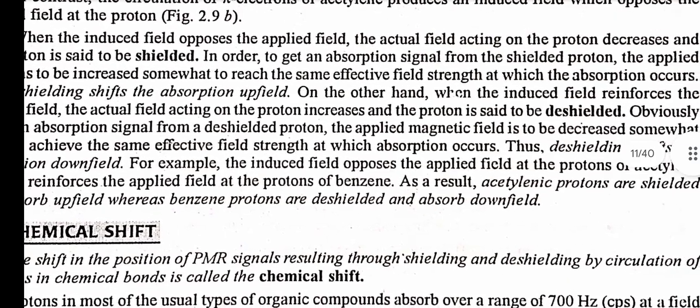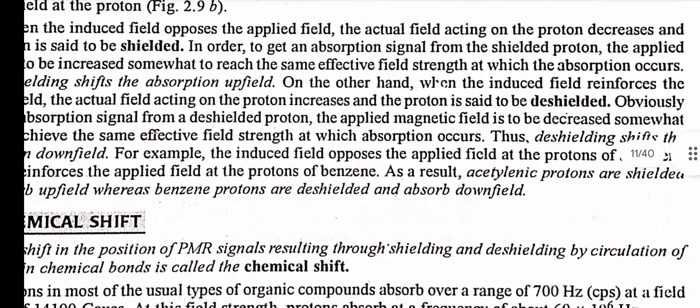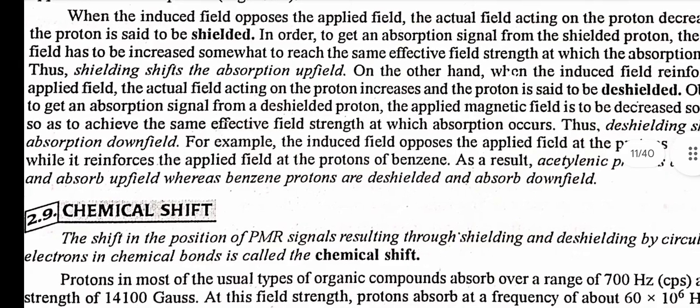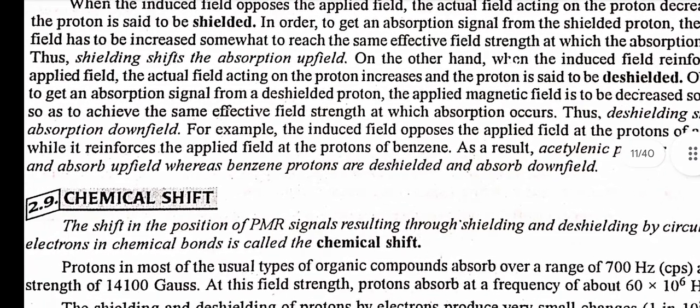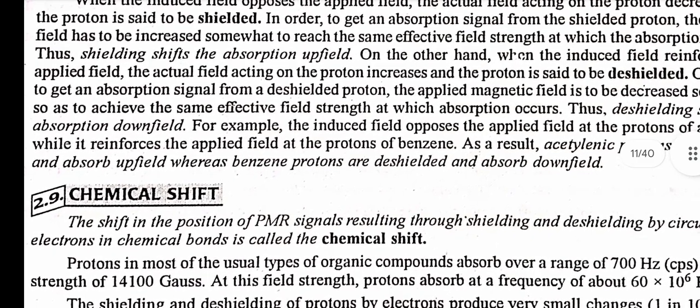In order to get an absorption signal from the shielded proton, the applied field has to be increased somewhat to reach the same effective field strength at which the absorption occurs. The shielding shifts the absorption upfield.